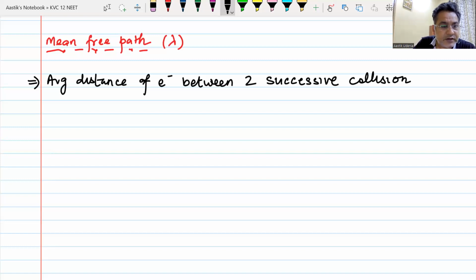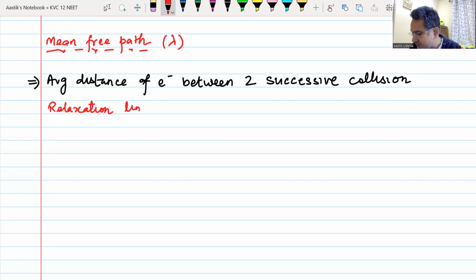Okay. Now, this is the mean free path. Then the next term that is going to come is known as relaxation time. Now, what do you mean by relaxation time? Relaxation time is written by tau. It is the time between two collisions. Do we understand this? The time taken from one collision to the next collision.